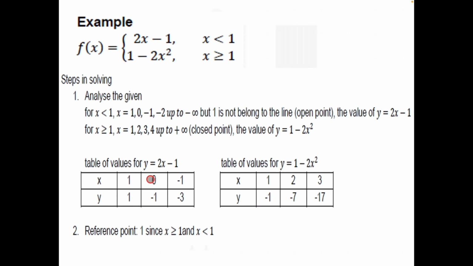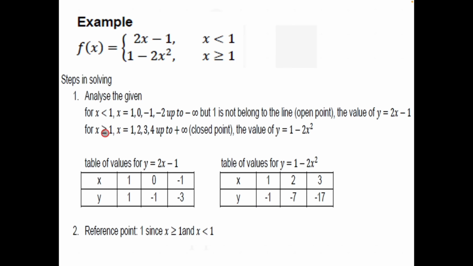That's why we have to get the table of values here. Now, kung ang x natin is 1, 0, negative 1, kuha lang tayo ng tatlo. Substitute natin yung value ng x dito sa equation. If x is 1, kakaroon tayo ng 2 times 1, that is 2 minus 1, this is 1. Then, if 0, 2 times 0 is 0 minus 1, this is negative 1. Then, 2 times negative 1 is negative 2 minus 1, this will be negative 3. Next, for x greater than or equal to 1, magkakaroon tayo ng 1, 2, 3, 4 up to positive infinity. So, this is a closed point.